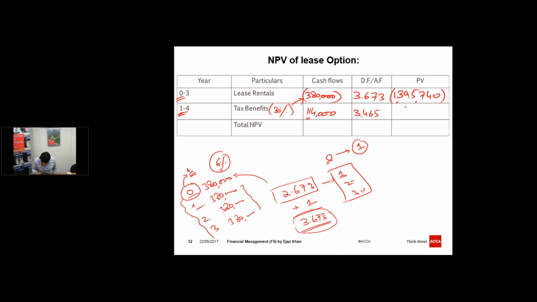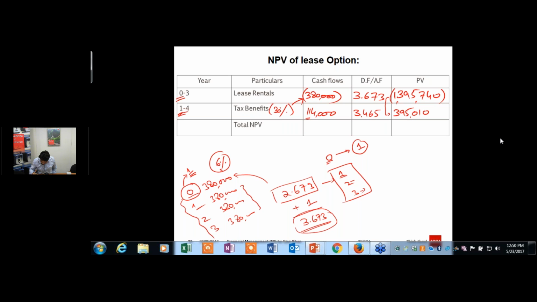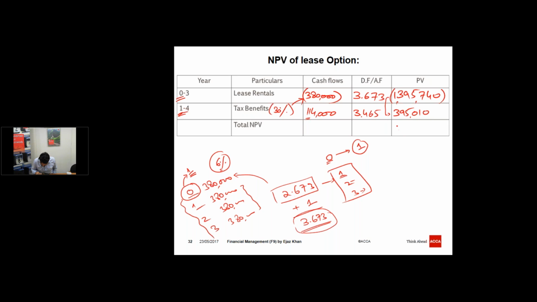Okay, it's 395,010, and it will be a positive figure. So just subtract this figure from here. We'll get the net cost of the lease option. It's 1,730,000. Okay, negative.